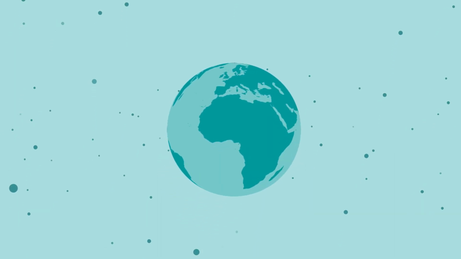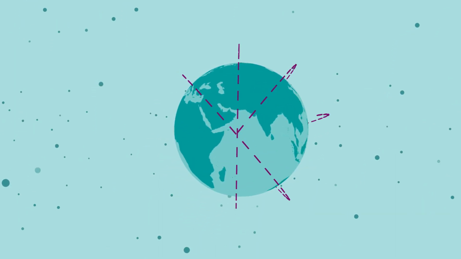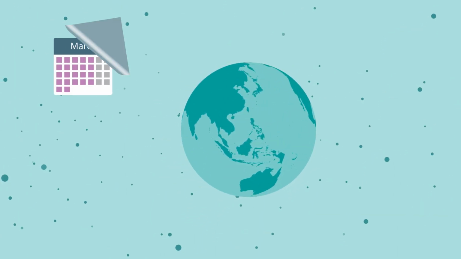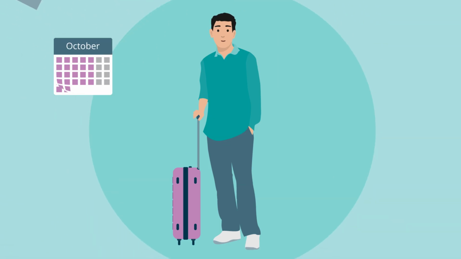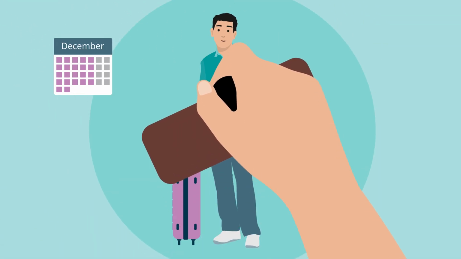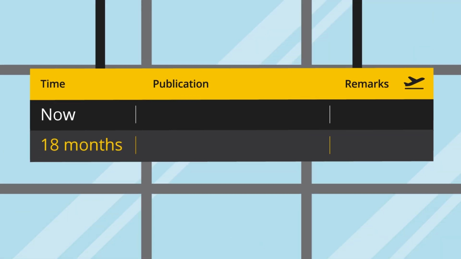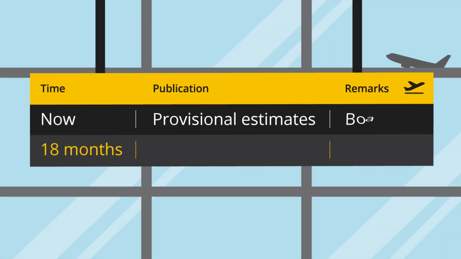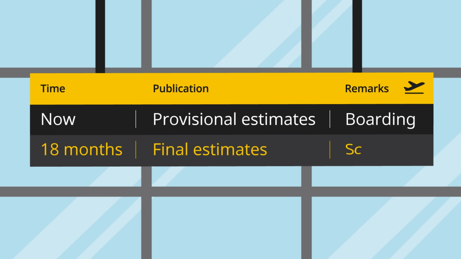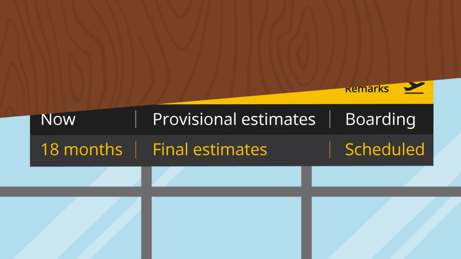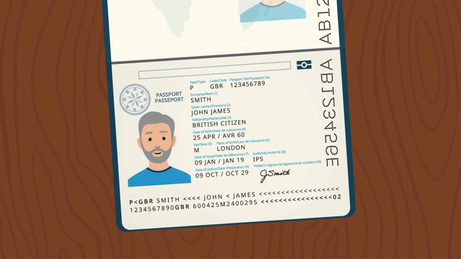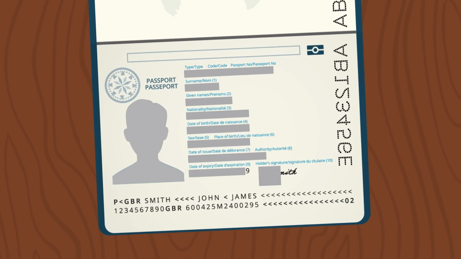Because someone needs to have lived in their destination country for at least a year to be considered a long-term migrant, we need to wait for that much time to pass before we can be sure of their status. So, we publish provisional estimates and then revise them as more complete travel information becomes available. This can take up to 18 months. No one will be able to identify someone or see their personal details in any of the statistics we publish.